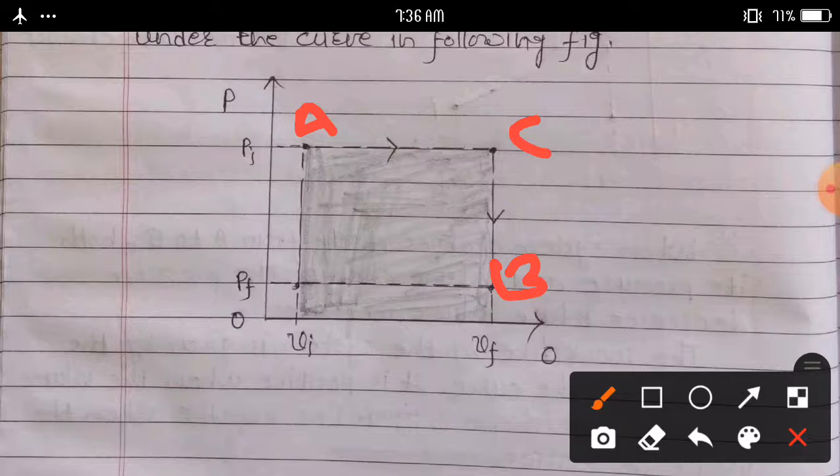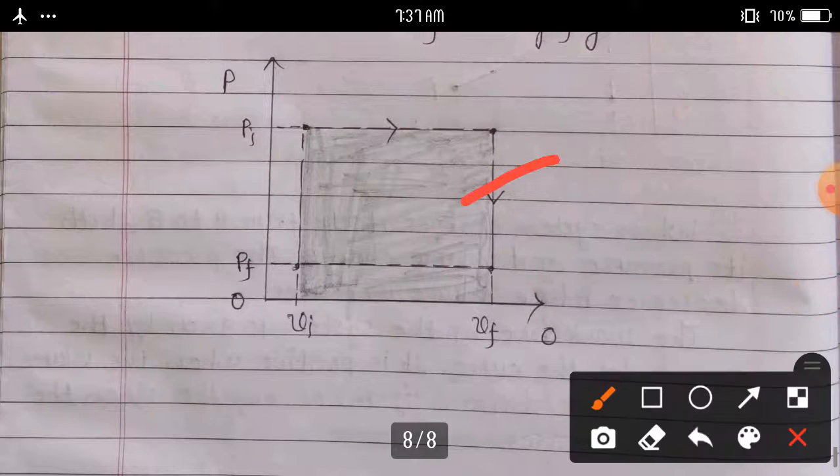After point C, the pressure of the system decreases to P_f at constant volume, as shown in this figure. And lastly, the system thus reaches the final state B with coordinates V_f, P_f. Work done in this process is represented by the shaded area under the curve in this figure.